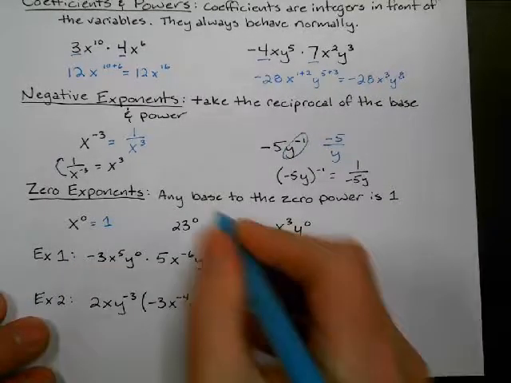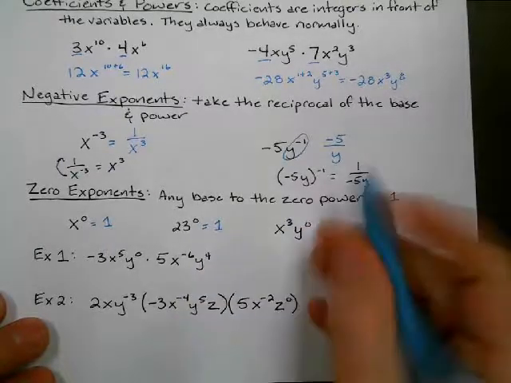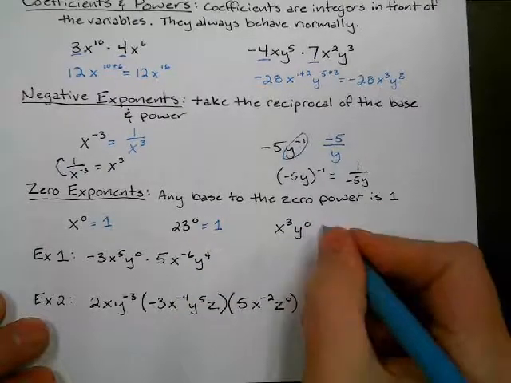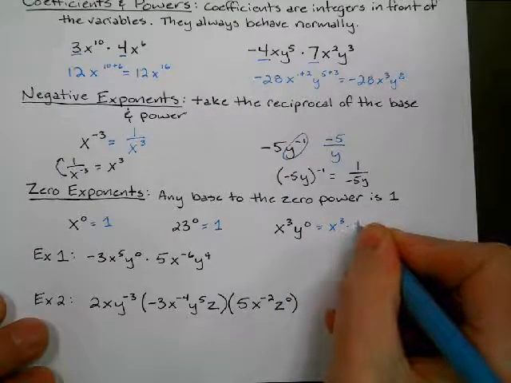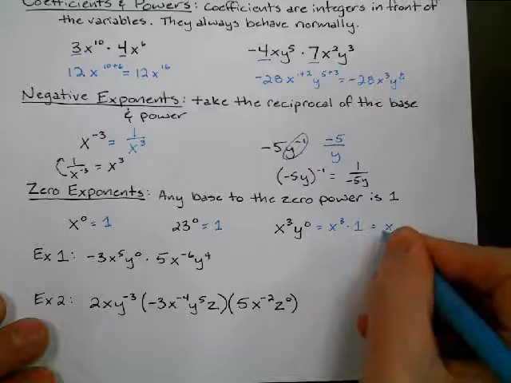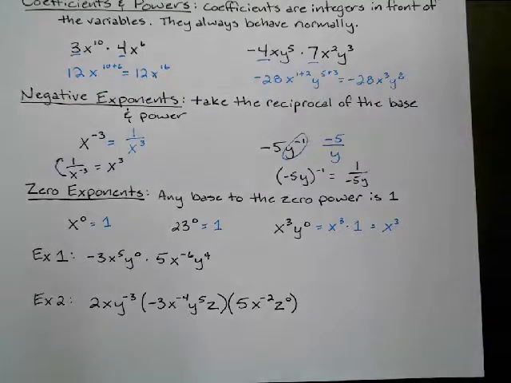23 to the 0 power is 1. X to the third, y to the 0. This is x to the third times 1, which is just x to the third. So anything to the 0 power just becomes the number 1.